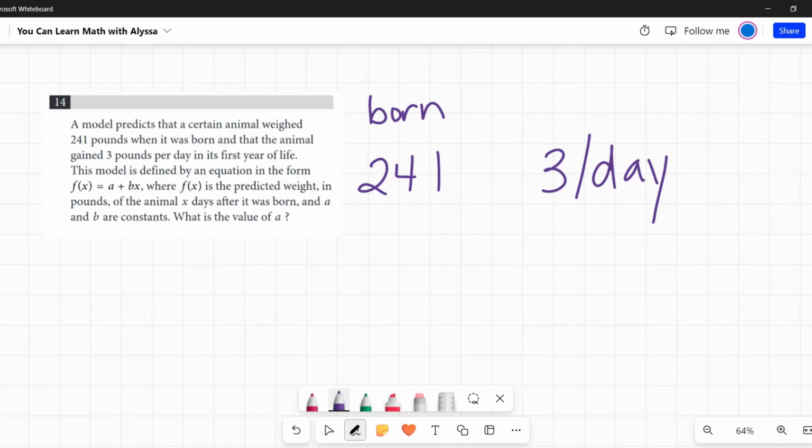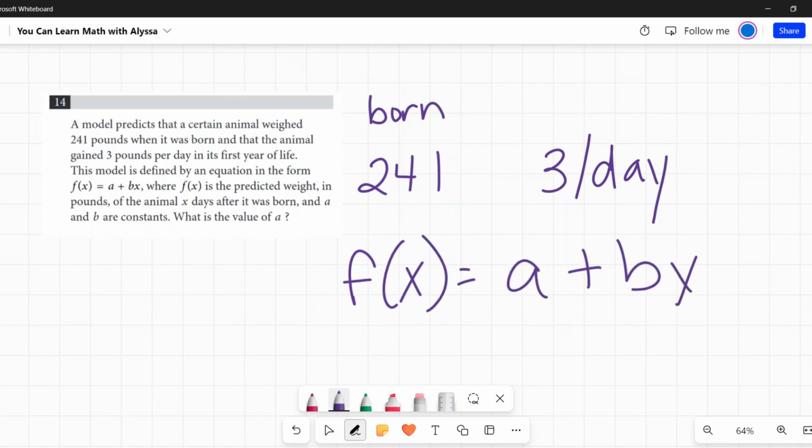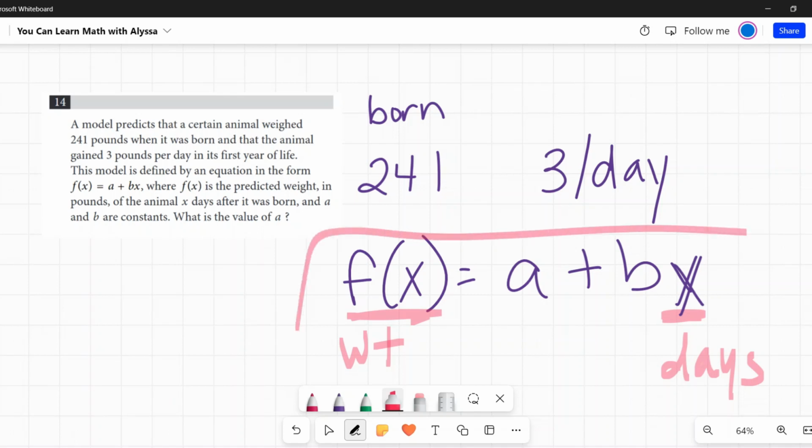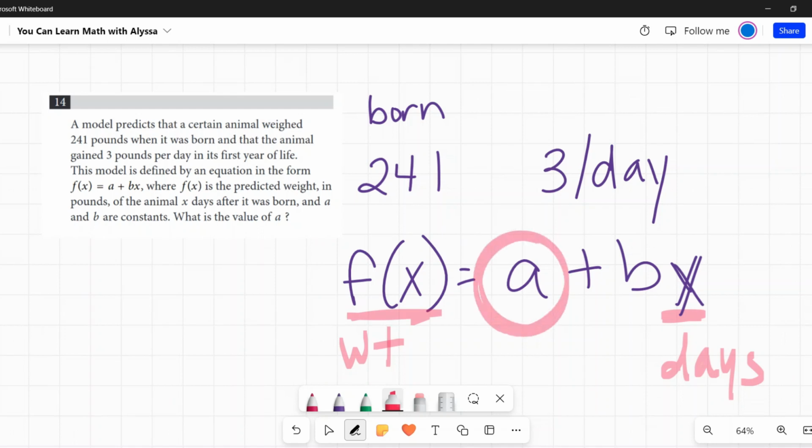This model is defined by an equation in the form of f of x equals a plus bx, where f of x is the predicted weight in pounds of the animal x days after it was born. Okay, so when I plug in numbers, I'm going to get the weight, and x is how many days. So a and b are constants. What is the value of a? Well, this is more of a logic problem, interpreting and understanding how equations are made, as opposed to doing any math problem solving. So let's look at this equation and see what logically a and b would be. What it's saying is there was a plain number, and this number does not change. A.